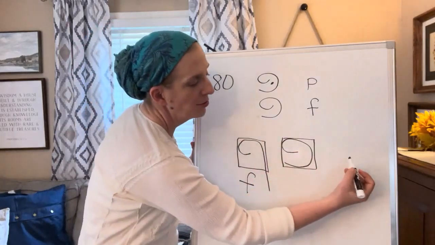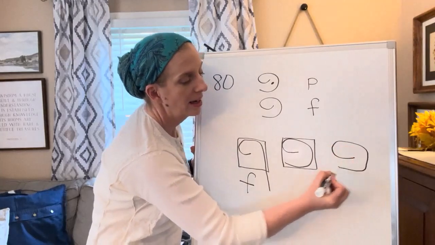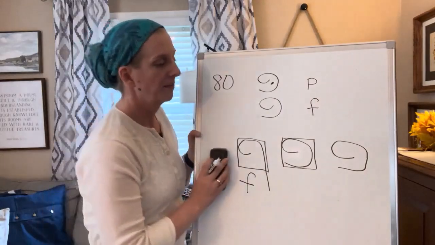Let me just show you again how to draw it. We start in the middle of the face and go around, kind of like a little Pac-Man. So that is a pay or fay.